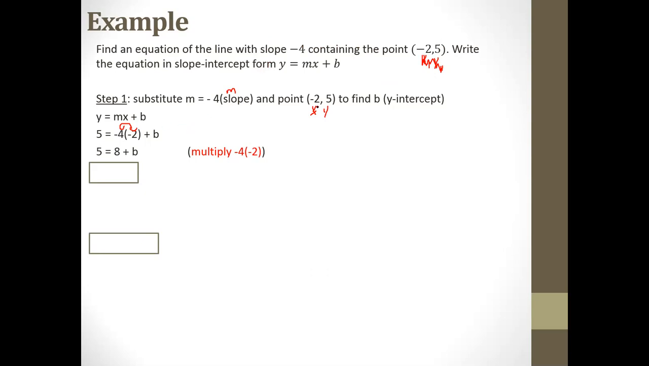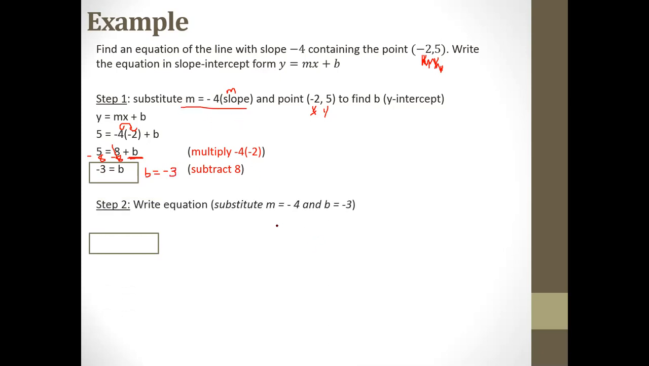After you substitute the point and the slope into the slope-intercept form of an equation, you're going to solve for b, because that's what we're missing. We're missing the y-intercept. To get b by itself, we need to get rid of this 8. So we're going to subtract 8 from both sides of the equation. The 8's will cancel on the right side, leaving b equals, and on the left side, 5 minus 8 gives us -3.